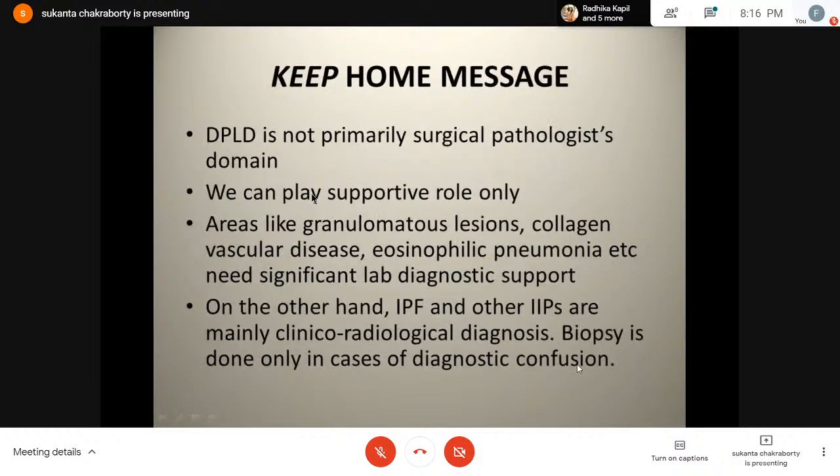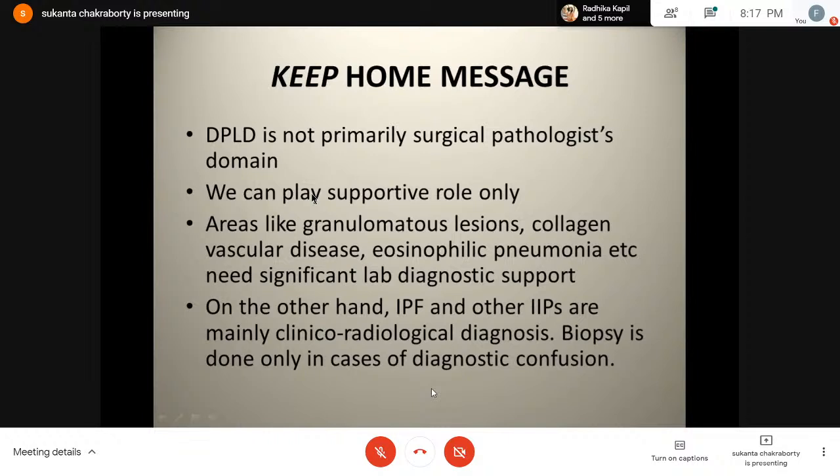So, to summarize. As this is not take-home because most of us are sitting at home, so it is a keep-home message. DPLD is not primarily a surgical pathology domain, as I have said in the beginning. We can play a supportive role only. And areas like granulomatous lesions, collagen vascular disease, eosinophilic pneumonia, etc. need significant lab diagnostic support.